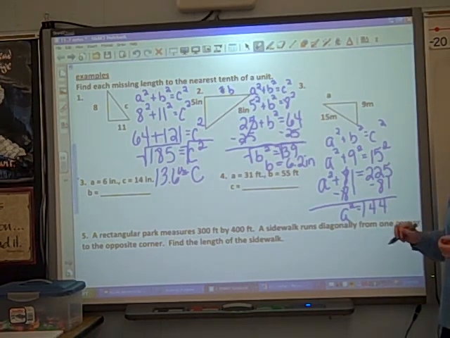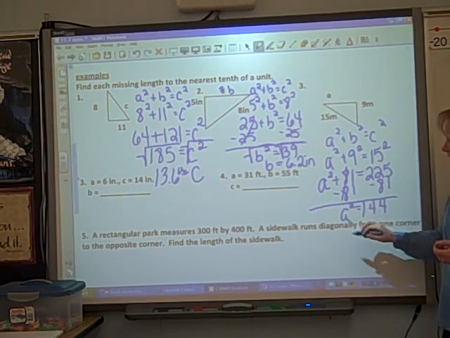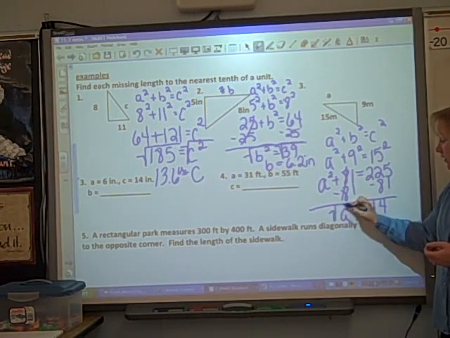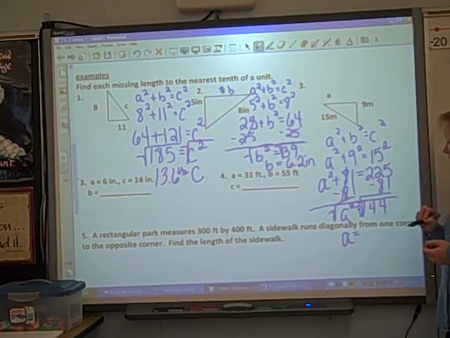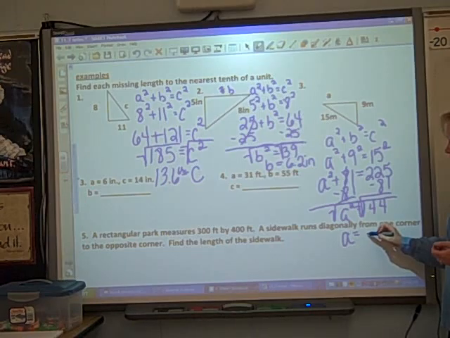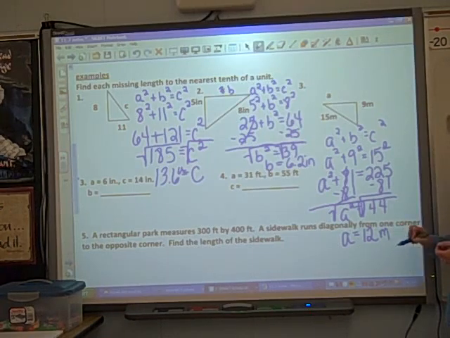Okay, now to get rid of that squaring, we're going to take the square root to get A by itself. Square root on this side. Square root of 144 is 12. What am I labeling it? Meters. Okay?